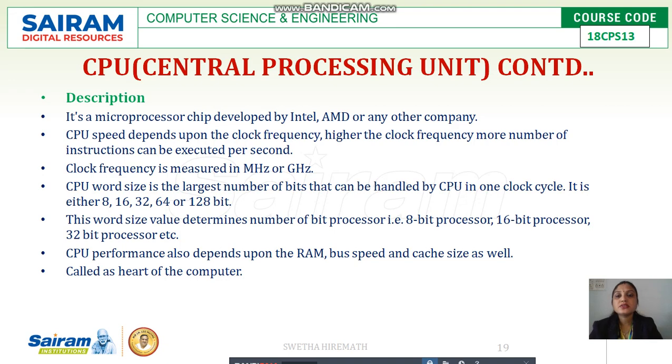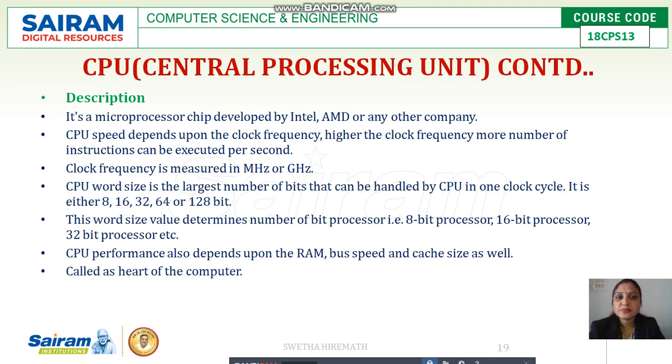We will see more about the central processing unit. First we have to know what the central processing unit is. It's a microprocessor chip developed by Intel, AMD or other companies. CPU speed depends upon the clock frequency. The higher the clock frequency, the more instructions can be executed per second. As I have told you, there is one processor clock present within the CPU, and its frequency has to be higher so that the number of instructions executed per second will be more.